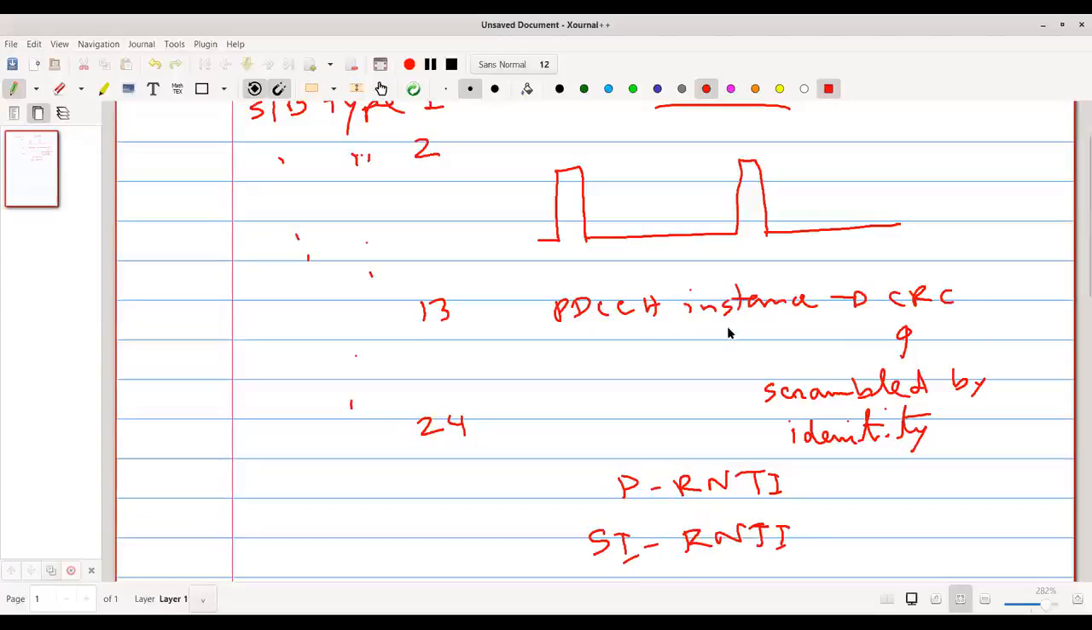And that PDCCH instance also indicates the location of the paging message, the resource block location. So the UE can then read the resource block and read the paging message. And that paging message indicates which UEs it is looking for.